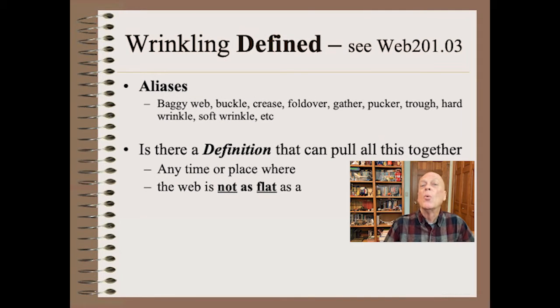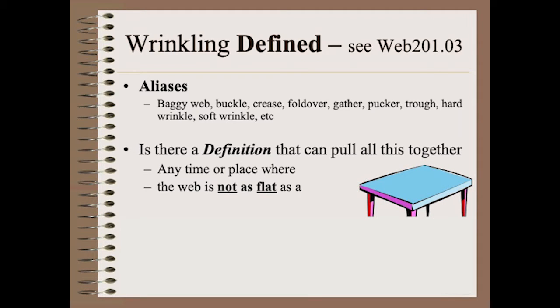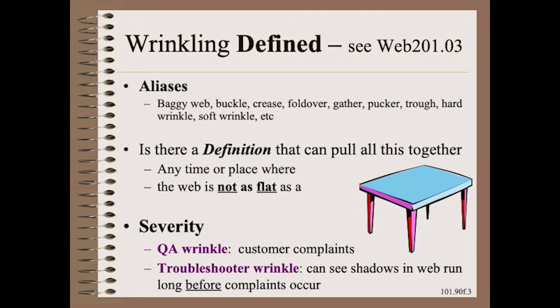If we ask someone what kind of wrinkle they have, we will get some very, very unhelpful language, such as baggy webs, buckle, crease, fold over, gather, pucker, trough, hard wrinkle, soft wrinkle, and so on. We need a definition that can pull all types of flatness issues together to provide a foundation for the entire subject. That definition is quite simple. Anytime a web is not as dead flat as a tabletop, we will let QA and customers define their own threshold of pain for severity. The troubleshooter, however, should be able to look much, much closer to see wrinkles long before severity rises to the level of complaint.